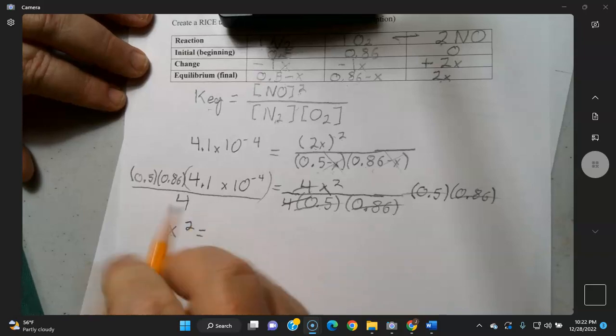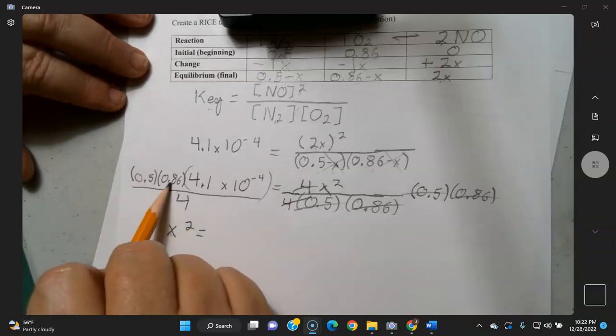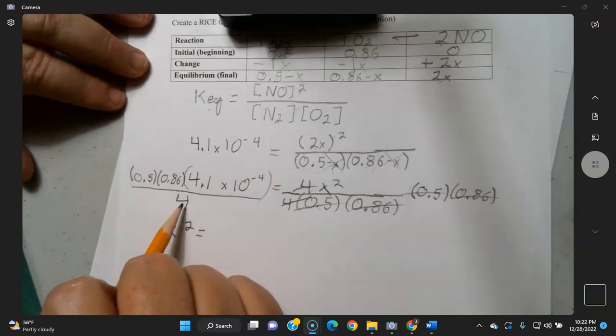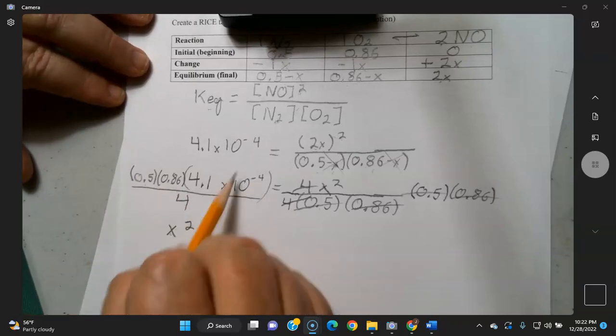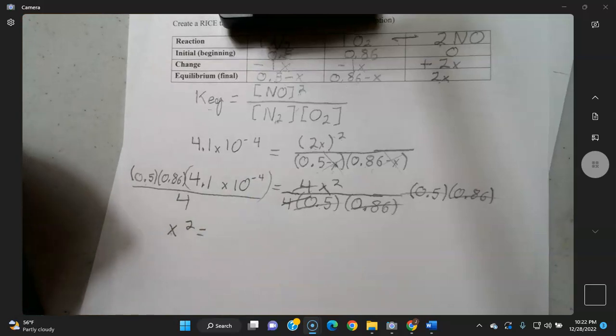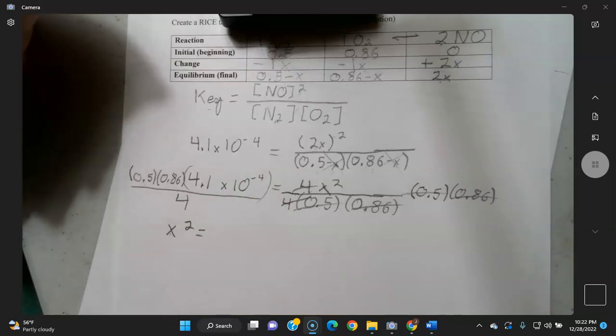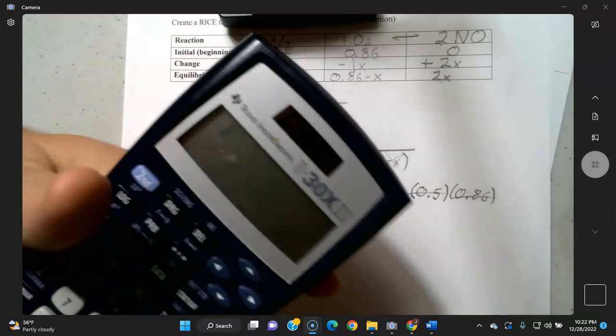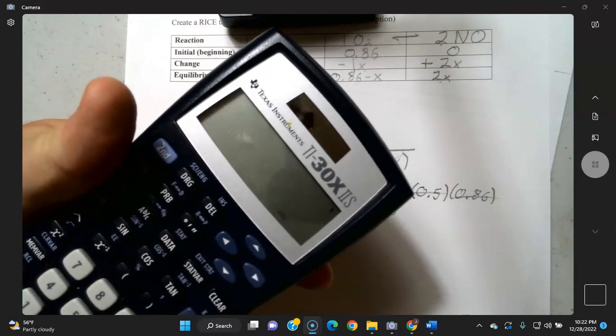X squared equals, so I'm going to do 0.5 times 0.86 times 4.1 divided by 4. I'm going to leave the 10 to the minus 4th alone right now. Okay? I'm just going to put it in as 10 to the minus 4th. Or we could do the whole thing. Let's just do the whole thing. What the heck? We know how to use a calculator.